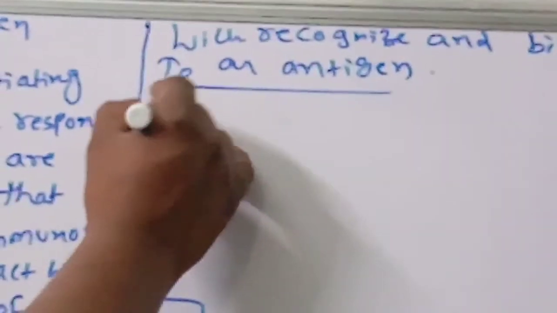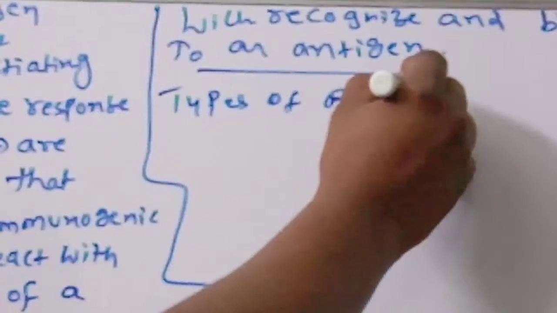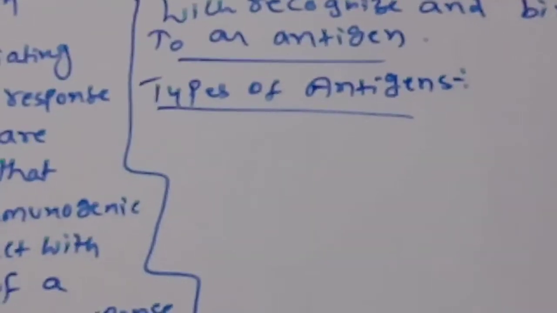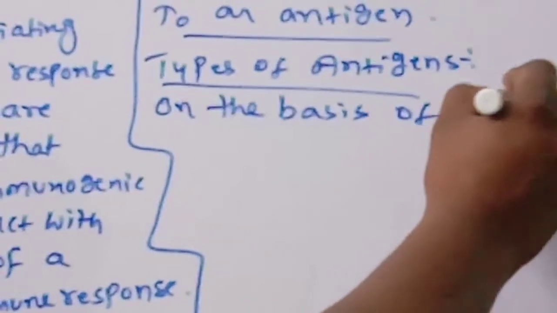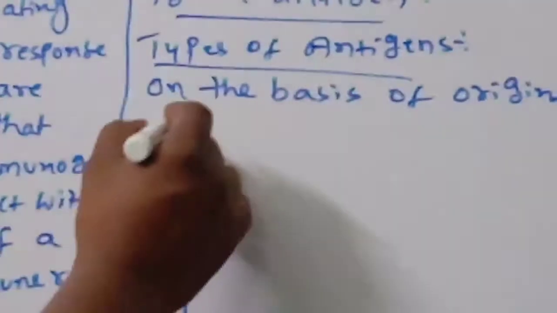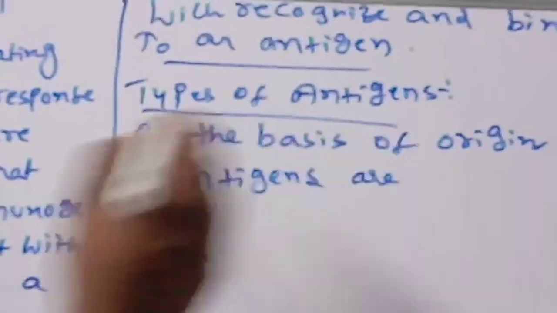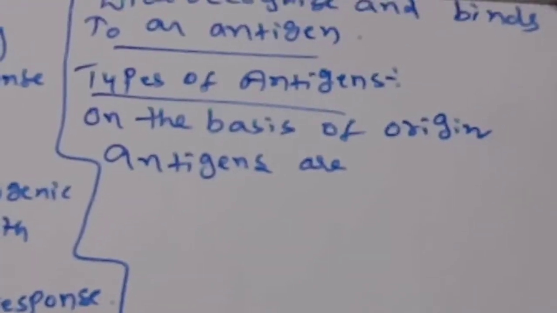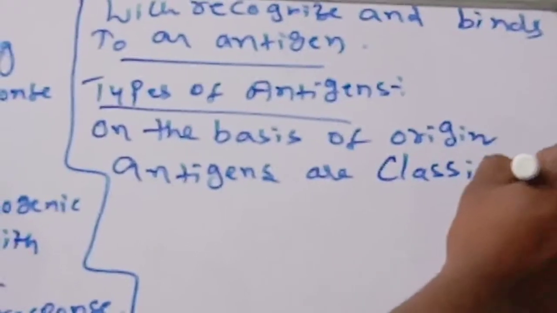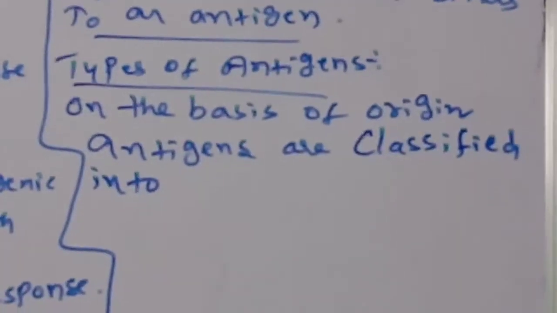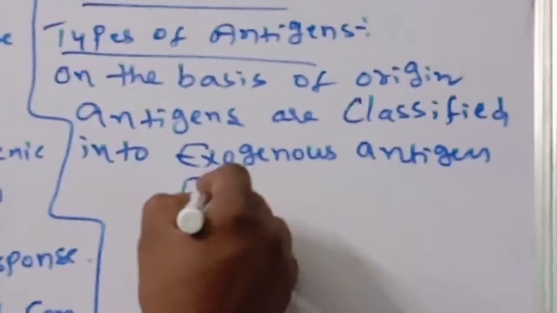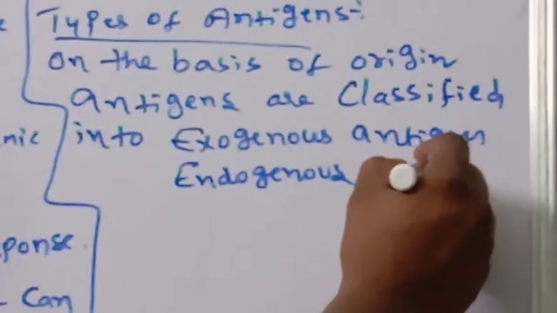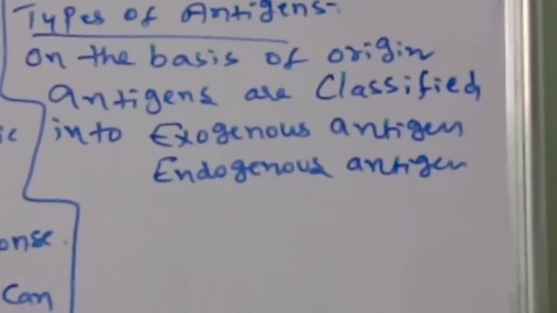Next, the types of antigens. On the basis of origin, antigens are classified into exogenous antigens and endogenous antigens.